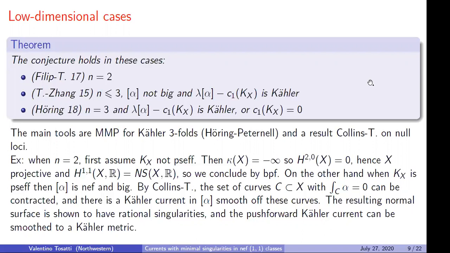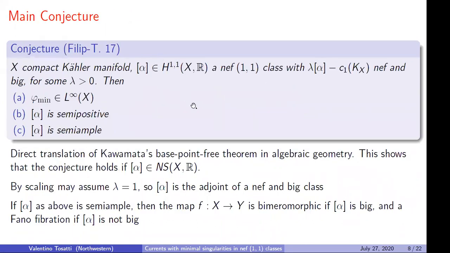And the other tool is a result of Collins and myself from some years ago on null loci. So I can just give you, if you want, a very brief sketch of the case when n is equal to 2. Here, at least, you don't need the MMP part. So when n is 2, you want to prove this conjecture here, the part C.